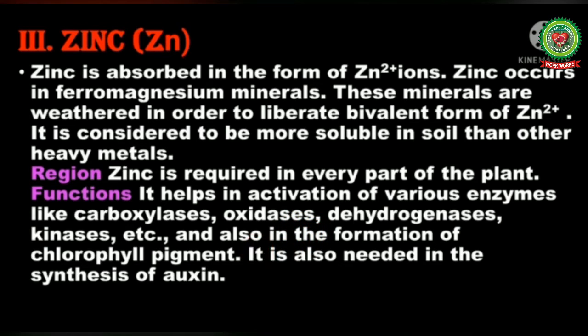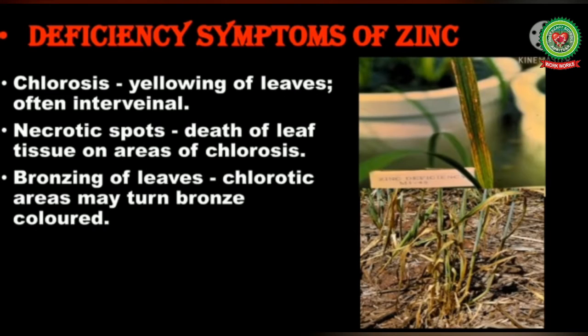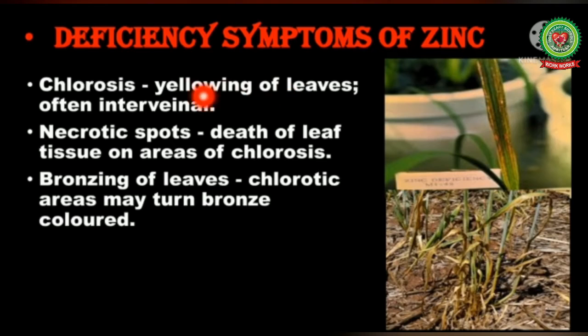The deficiency of zinc results in chlorosis, that is yellowing of leaves, and it is often interveinal. Then there are necrotic spots, that is death of leaf tissues on areas of chlorosis. It also leads to bronzing of leaves, that is, the chlorotic area may turn bronze colored.